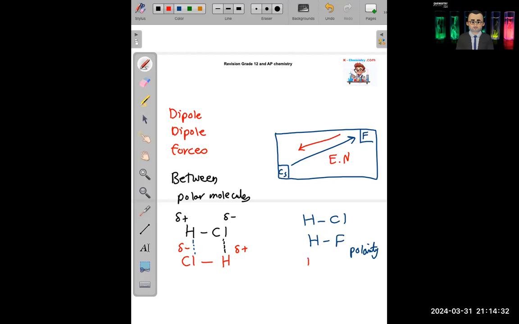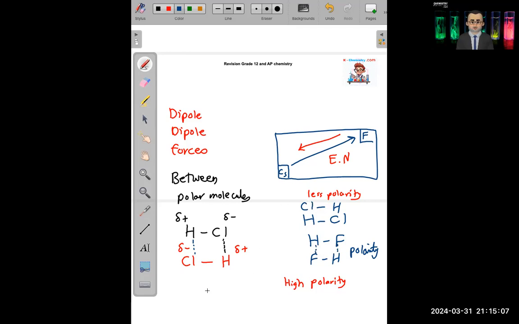This means that the polarity of HF is much more than the polarity of HCl. This has less polarity as a bond and this has higher polarity as a bond, which means that the dipole moment of this one is higher than that of HCl. So if HCl comes closer to another HCl, and HF comes closer to HF, they will make intermolecular forces. The intermolecular forces between HF and another HF molecule are much stronger than between HCl and another HCl molecule.